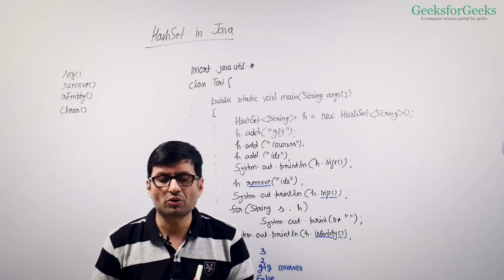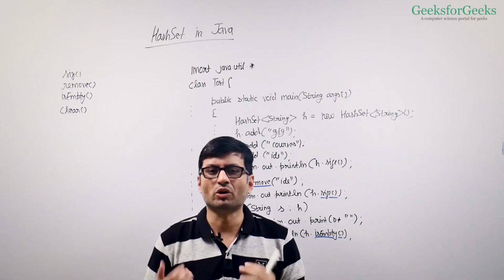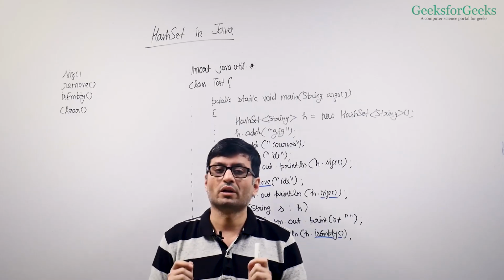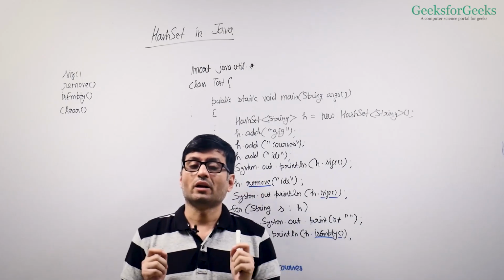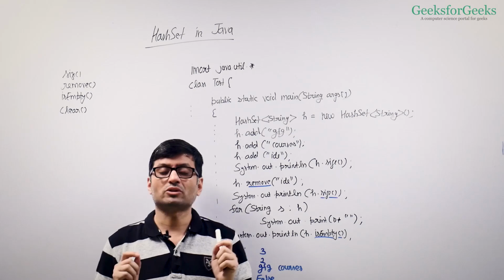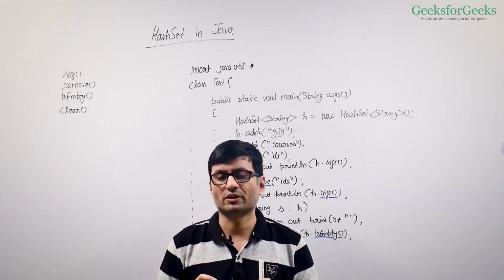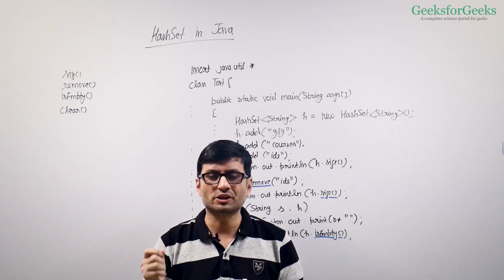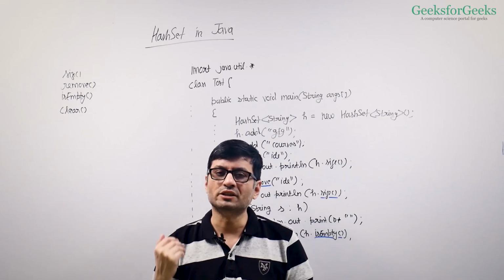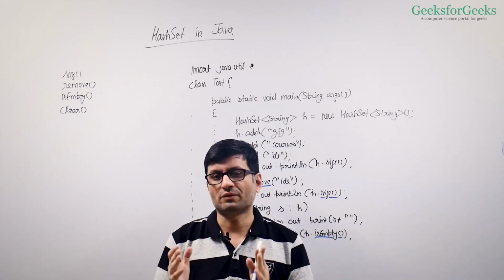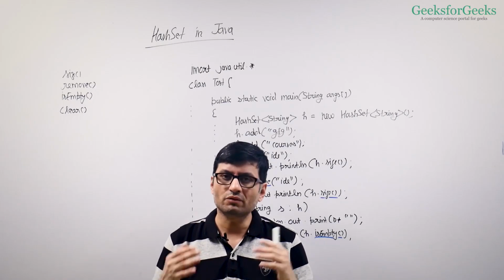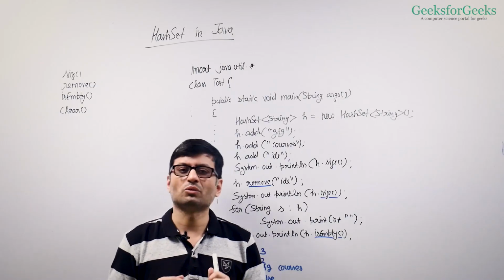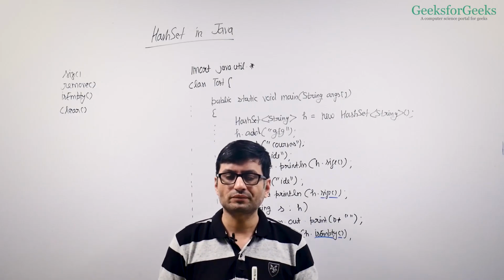A few more things about the add function before we move on to the next functions. Add function returns true if the item is added. It ignores the item if it is already present in the hash set. For example, if a hash set has GFG, courses, and IDE, and now I insert IDE again, the add function will not add this IDE and will return false. If something is not already present, it adds and returns true. Otherwise it ignores it and returns false.